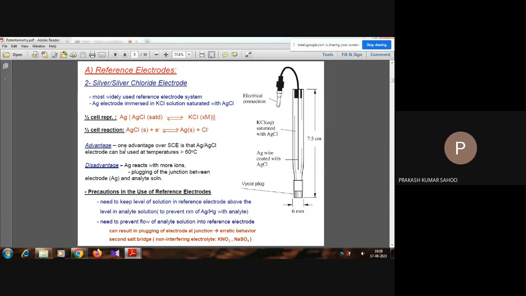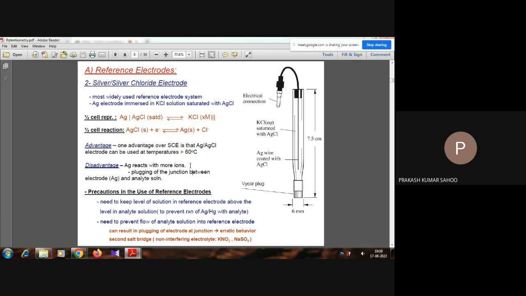One advantage is that the silver chloride electrode can be used above 60 degrees centigrade, but the calomel electrode will not be used because mercury is a metal, but in liquid state. So if there is temperature variation, there will be a difference in level, which may affect the potential difference measurement.